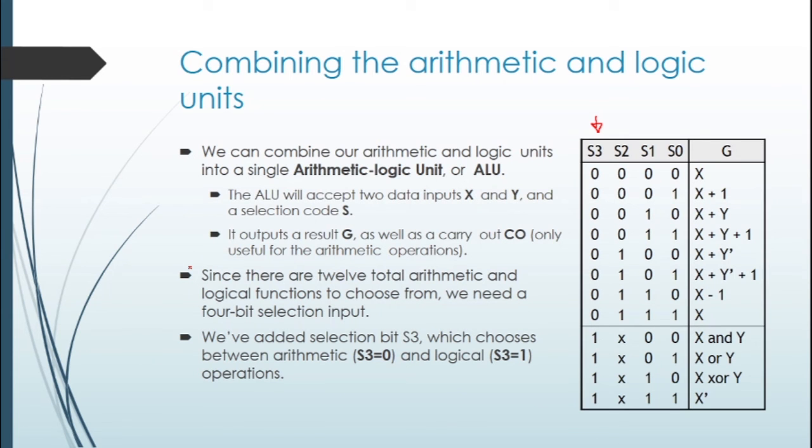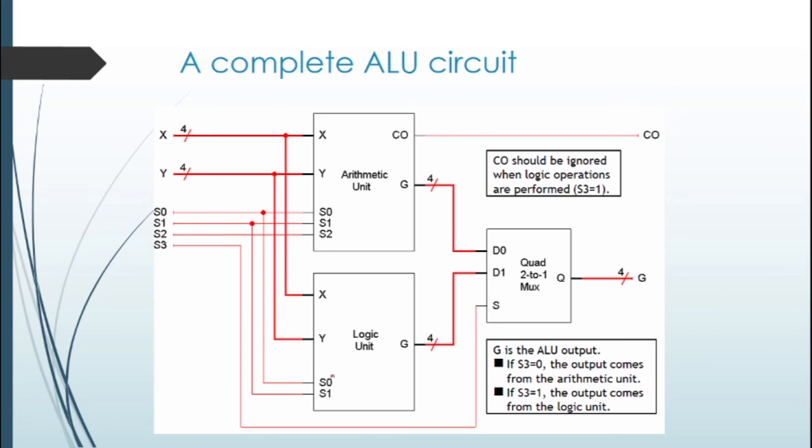So from here you can see S0 and S1 are actually used for the logic unit as well, and along with S2, S0, S1, and S2 are used for the arithmetic unit. So we can use S0 and S1 for both arithmetic and logic unit. S2 will be used only in the arithmetic unit, and S3 will be used for selection. S0 and S1 are going to the logic unit. S0, S1, and S2 will be the selection code for the arithmetic unit, and there will be another selection signal, S3, that will decide which output is going to be viewed as the final output.